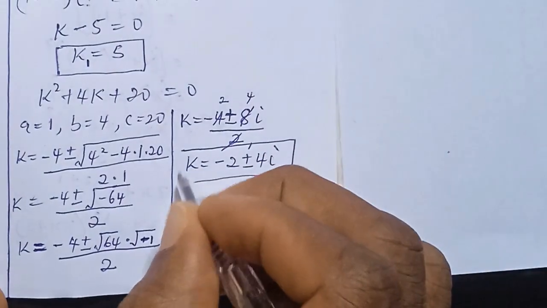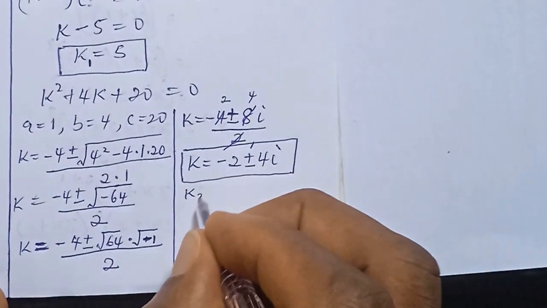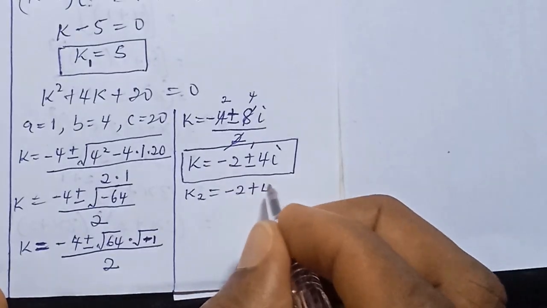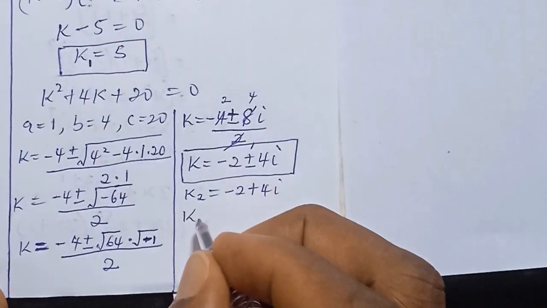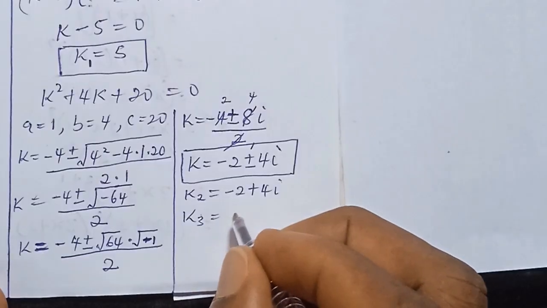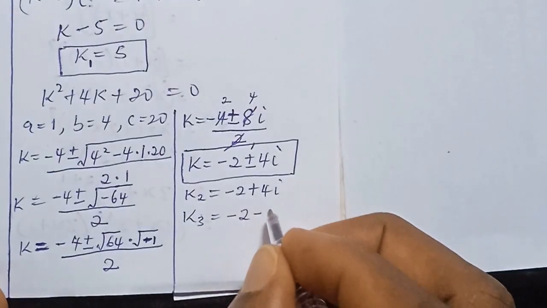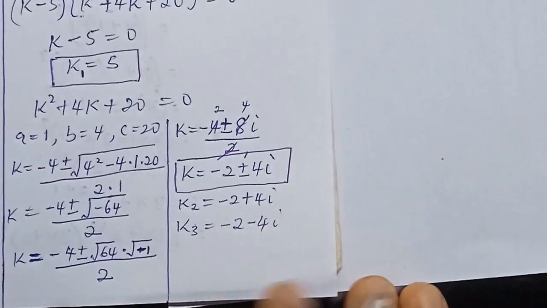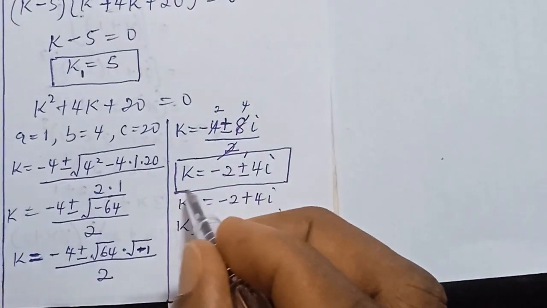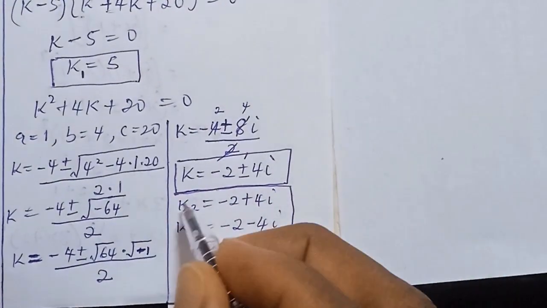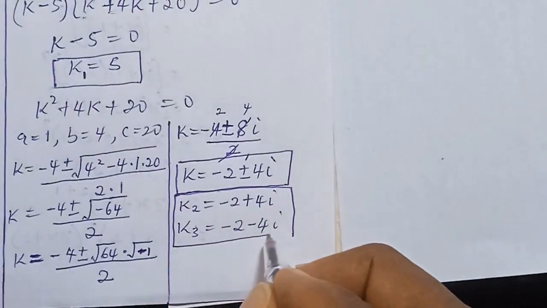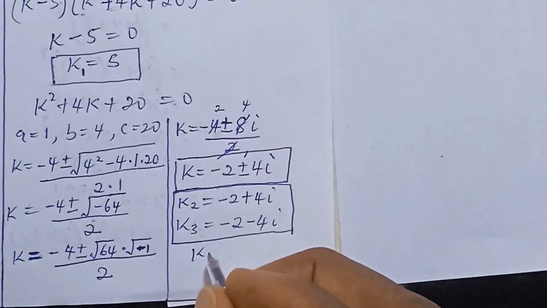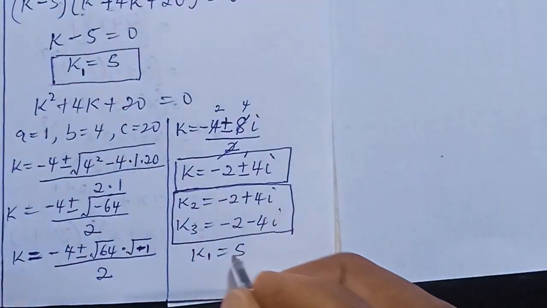Which simply means that k2 will be equal to minus 2 plus 4i. Then k3 will be equal to minus 2 minus 4i. And these are complex roots, the other values of k. So the first value of k is k1 equal to 5.